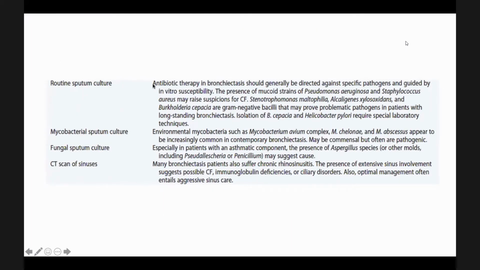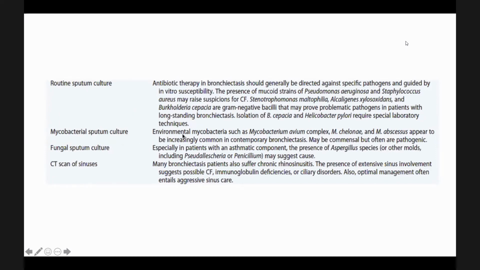Then you have to send a routine sputum culture. Antibiotic therapy in bronchiectasis should generally be directed at specific pathogens, considering in vitro susceptibility and the presence of mucoid strains of Pseudomonas. The most common is Pseudomonas aeruginosa in recurrent infection, and Staph aureus may raise suspicion for cystic fibrosis. Stenotrophomonas maltophilia, Alcaligenes xylosoxidans and Burkholderia cepacia are gram-negative bacilli that may prove problematic pathogens in patients with long-standing bronchiectasis. So gram-negative coverage should also be given if there is repeated infection with these gram-negative bacilli. The isolation of B. cepacia and Haemophilus requires special laboratory techniques.